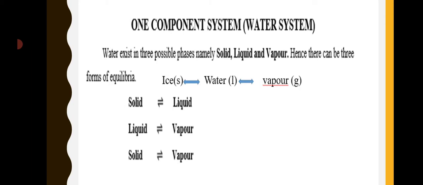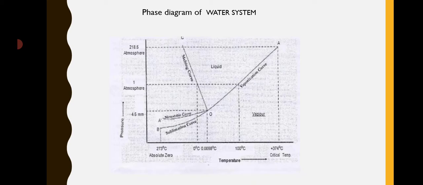A one component system consists of three possible phases, namely solid, liquid phase and vapor phase. Here, the equilibria are between solid and liquid phase, liquid and vapor phase, and solid and vapor phase. The phase diagram has curve OA, curve OB, curve OC and curve OA dash. O is the triple point.